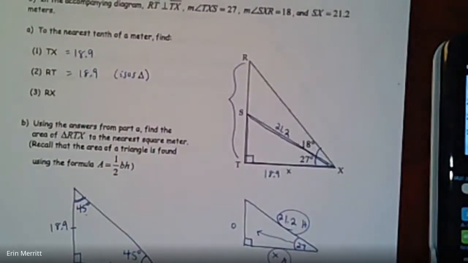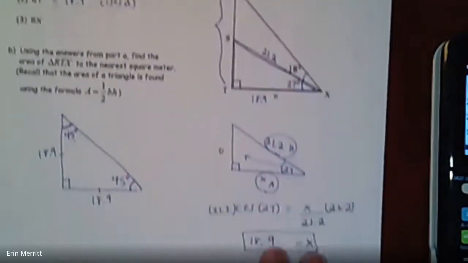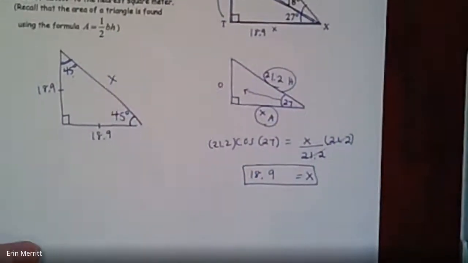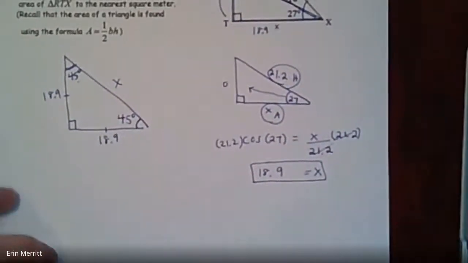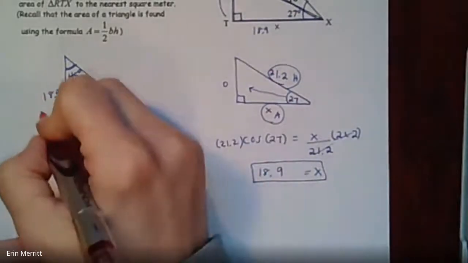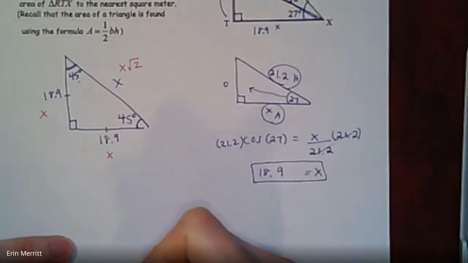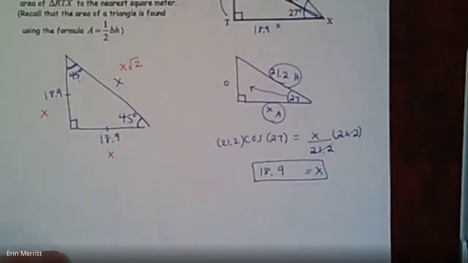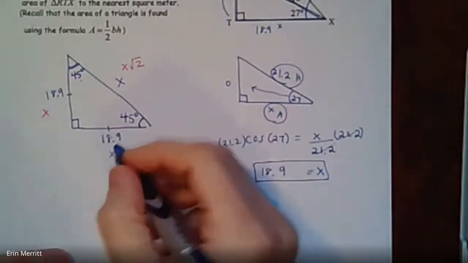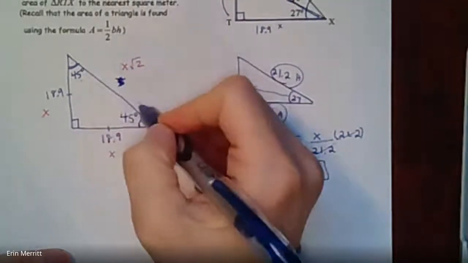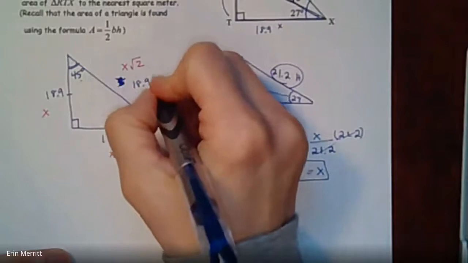All right, last one, RX. So RX is this length right here. So here's where we can use the idea of a 45-45-90. It would be x, and this is x radical 2. Based on that, my value of x is the 18.9. So I shouldn't call that x there. I don't want to confuse you. That means this length would be 18.9 radical 2.